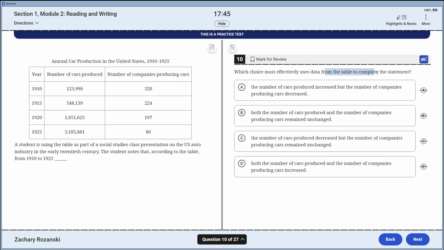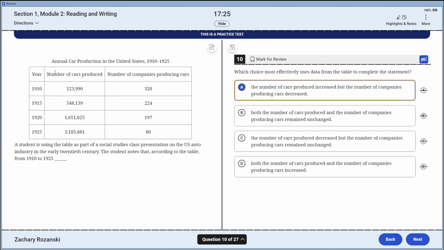We're trying to use data from the table to complete the statement. Annual car production in the United States in this year range. According to the table, from 1910 to 1925, this time goes down, but as 1910 to 1925 goes on, cars produced is going up. All right. The number of cars produced increased.